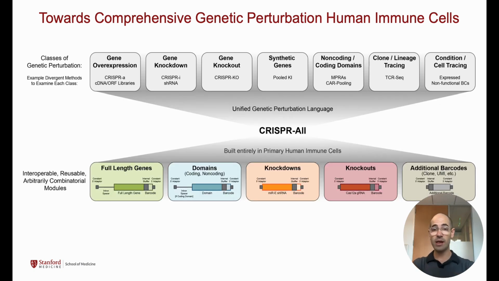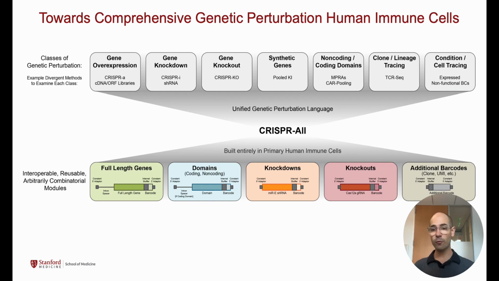And so we've built this methodology called CRISPR-all, which rests on the underlying assumption that all of these different types of perturbations are ultimately encoded in DNA, whether that's RNA effectors, new proteins, guide RNAs, shRNAs, non-coding elements, or barcodes in all their different varieties. All of them are encoded by DNA. And we've developed methodologies that allow us to integrate very large sequences of DNA in large pools.